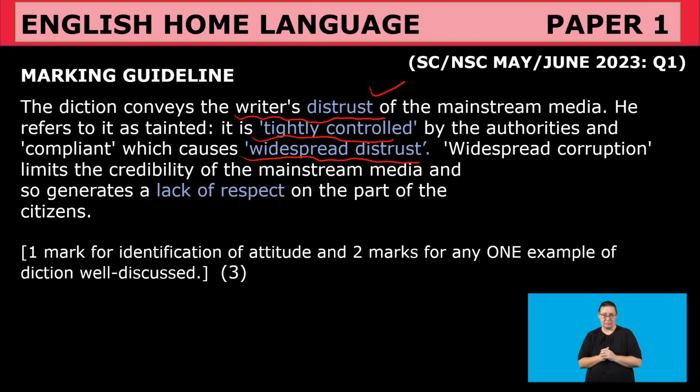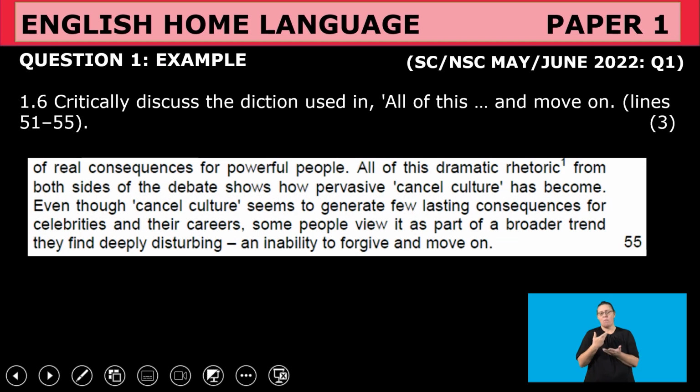And of course, you must have a little discussion or a comment. What does this diction show you? It shows that there is a lack of respect on the part of the citizens for mainstream media. Remember, you'll get a mark for the identification of the attitude and then 2 marks here for 1 example of diction. Of course, you can include more examples.